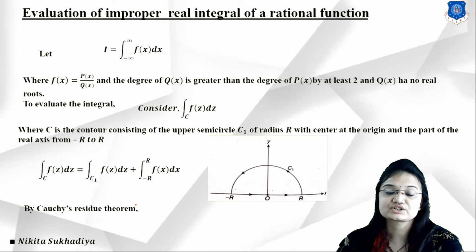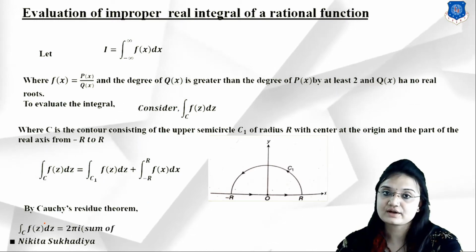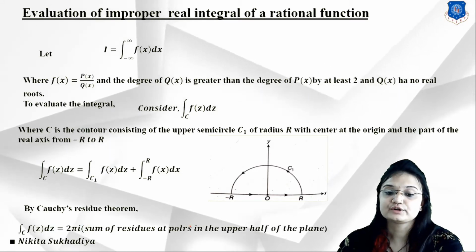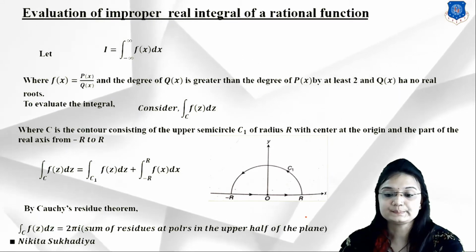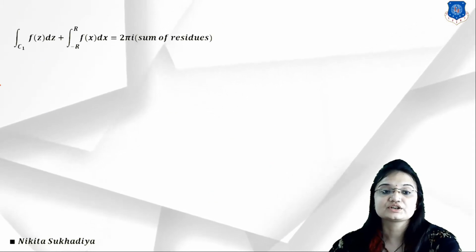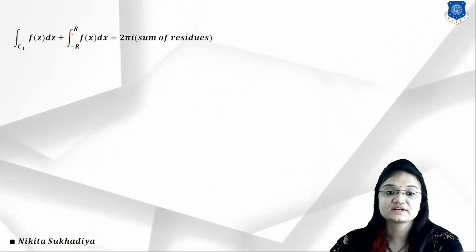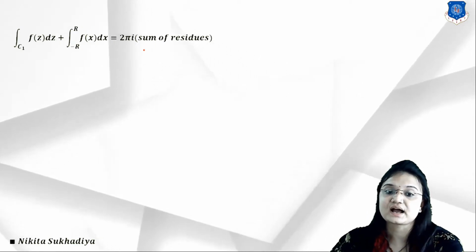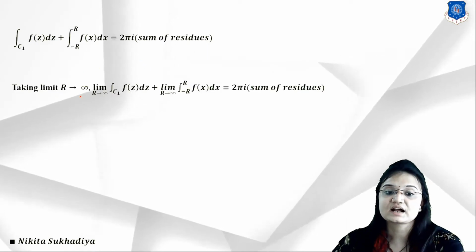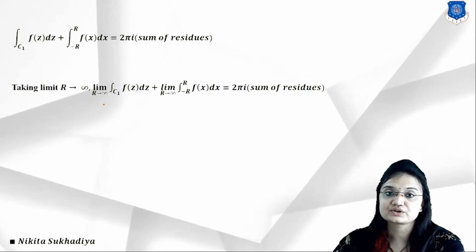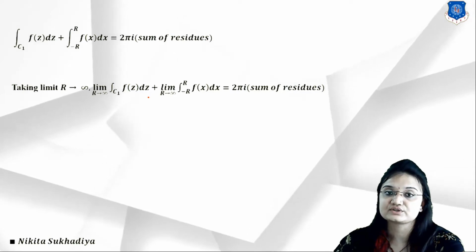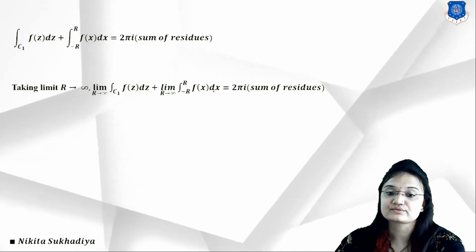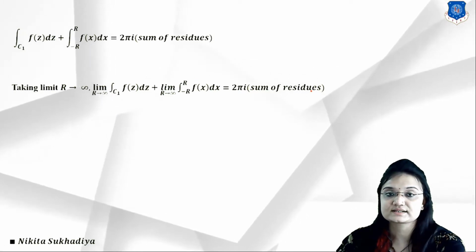So by Cauchy's residue theorem, the integral over C of f(z) dz is equal to 2 pi i times the sum of the residues at poles in the upper half of the plane. Okay. So the integral over C1 of f(z) dz plus the integral from minus R to R of f(x) dx is equal to 2 pi i times the sum of the residues. By taking R tends to infinity, so this is the limit as R tends to infinity of the integral over C1 of f(z) dz plus the limit as R tends to infinity of the integral from minus R to R of f(x) dx is equal to 2 pi i times the sum of residues.